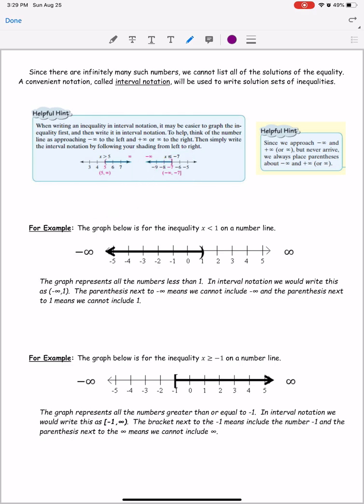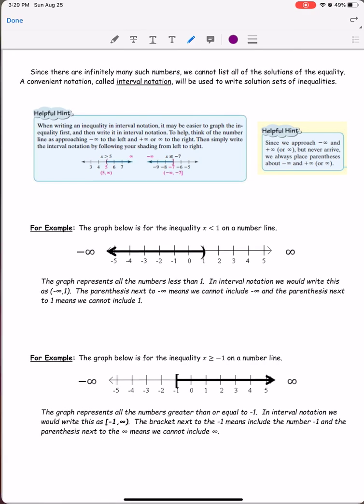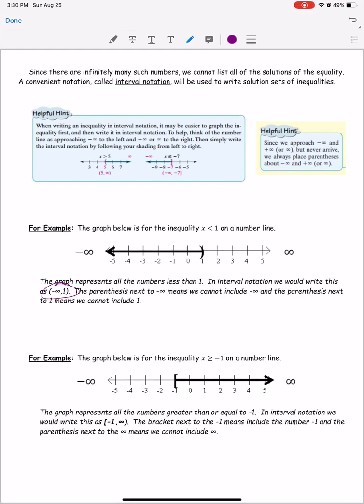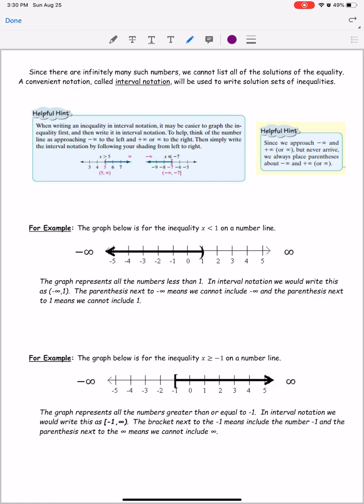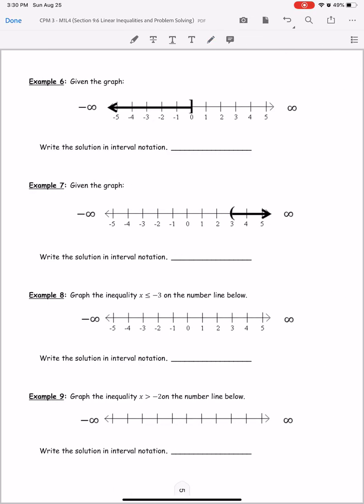Anytime my graph has a negative infinity, you're always going to start with negative infinity because that's the smallest number it can ever be. And anytime it's going to the infinity side, that will always be the last thing. So this is showing you examples of the exact same thing. Negative infinity to 1 looks like this. -1 to positive infinity looks like this. So you guys can use these examples here to kind of help you guys. But let's just go straight to the next page and let's just do some examples.